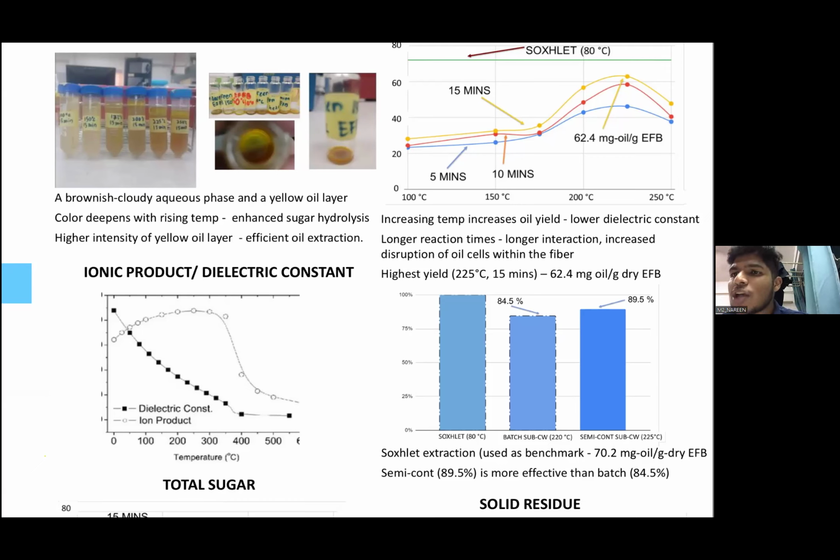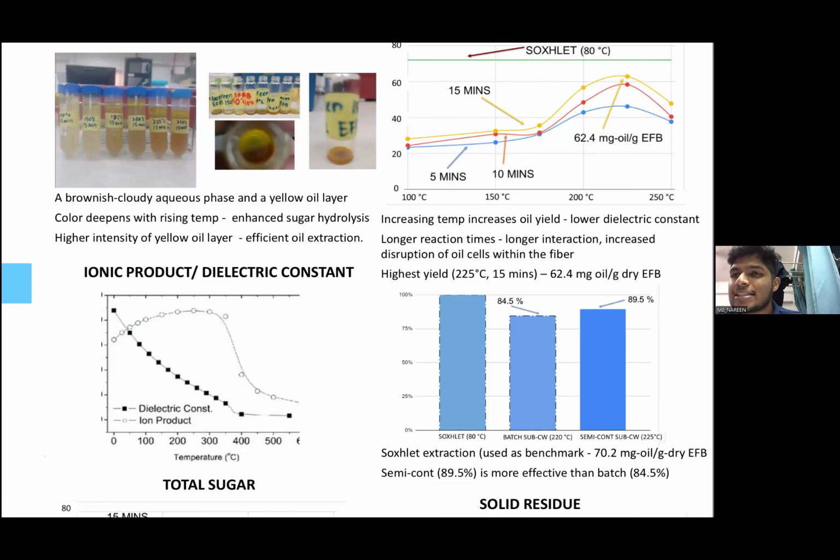This is because at higher temperature, the dielectric constant of water is much lower. As the temperature increases, the dielectric constant of water first increases and at a certain point decreases, as you can see on the graph on the left hand side. This shows that the dielectric constant of water is actually the highest at 225 to 250 degrees.